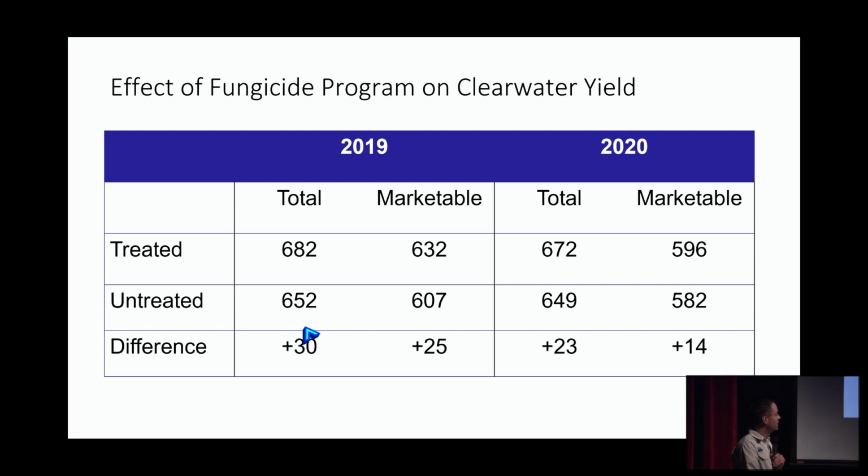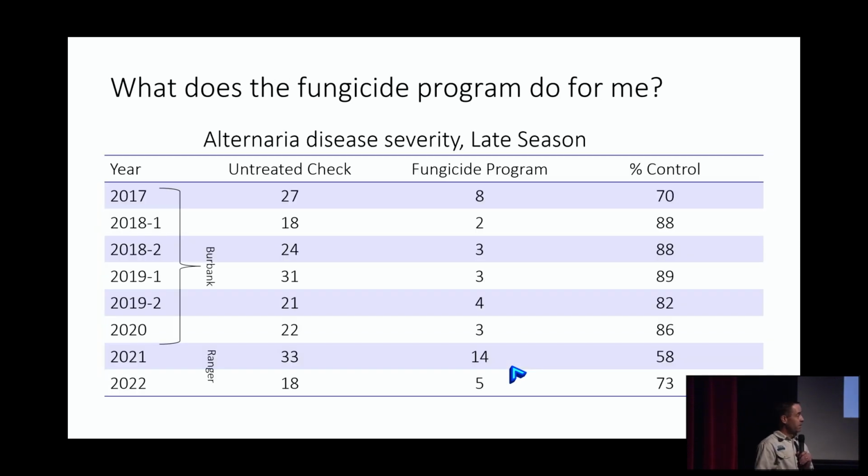In 2020, where we had more disease, this is interesting here, even though we had more disease, our increase in yield wasn't as great as we saw in 2019 where we had less disease. So a little bit more on that. This kind of gives you a snapshot of the untreated check versus the standard program that we've used over the years. And over here is the percent control that we see. And really, it's pretty similar.